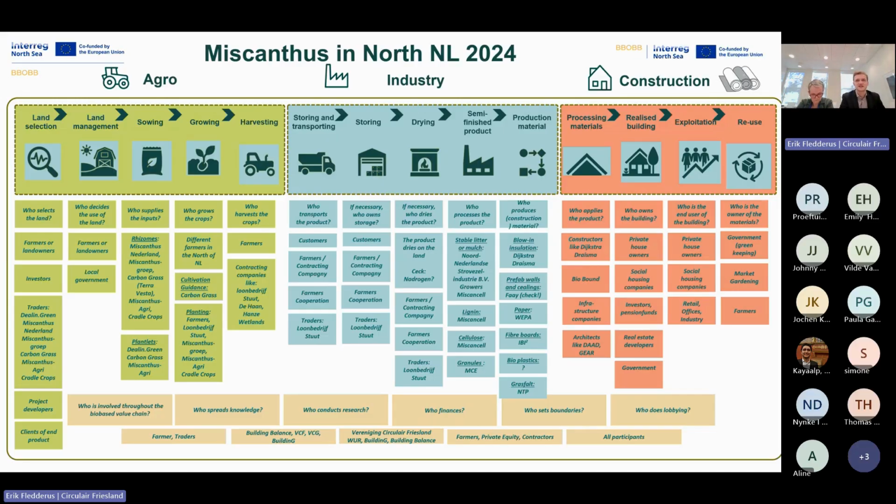Then the exploitation. This is a very interesting part of the value chain thinking, because exploitation is not always someone who also really participates in the process from land selection all the way up to processing materials in the realized building. When you look at the private house owners, for example, these people, they buy a product. They're not really involved in all these stages that come before, but they use that product for a long time. When you look at social housing companies, that's even more interesting, because the social housing companies, they apply a product in their home, but they don't use the home themselves. That's the rental.